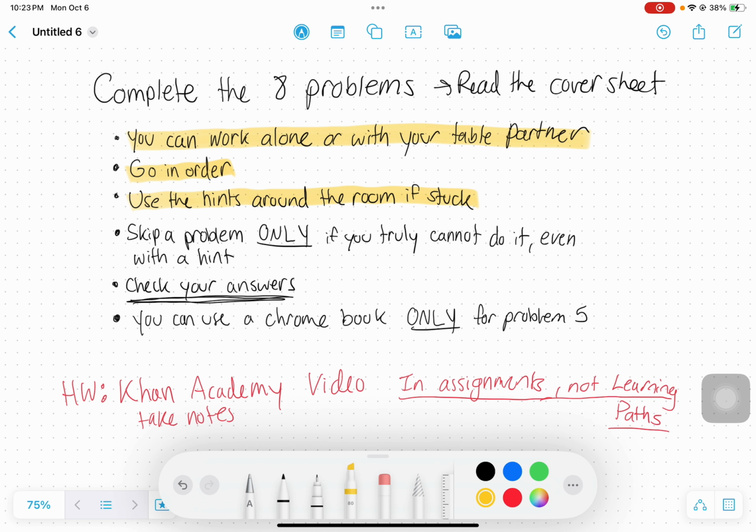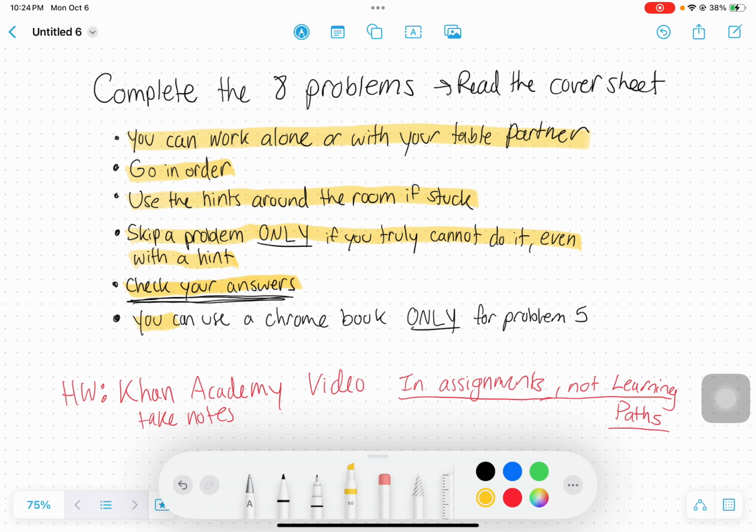This is not a graded activity, so it is okay to skip a problem, but only skip a problem if you truly cannot do it even with a hint. Some of these problems might seem challenging, and if they are, you can skip it. But again, if you're skipping a problem, make sure you check the hint first. If you answer a problem, check your answer using the answer keys around the room. Don't just look fast, but read it and make sure you understand, is your answer correct?